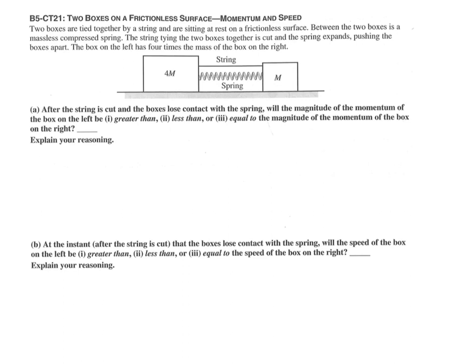A, after the string is cut, is the magnitude of the momentum on the left greater than, less than, or equal to the magnitude of the momentum on the right? Well, the total momentum, of course, at the start is 0. And the system momentum at the start is 0. And that will mean, since the spring is internal, that the total momentum after is also 0, right?